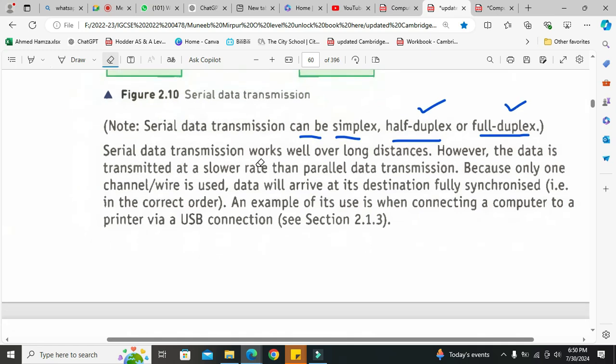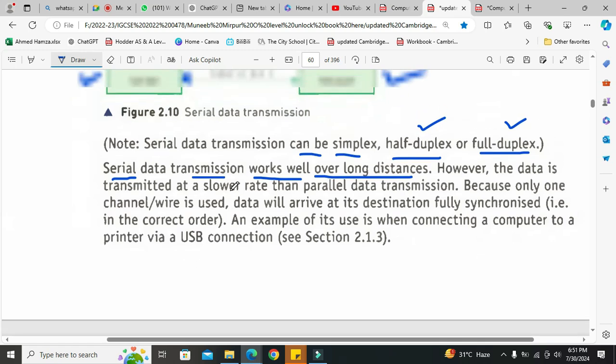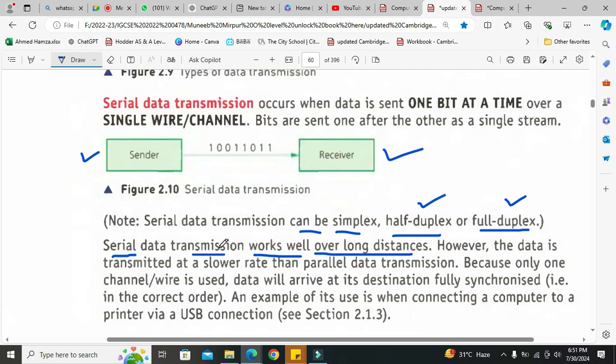Okay, serial data transmission works well over a long distance. So this is the advantage of using serial data transmission. However, the data is transmitted at a slow rate. Why is data transmitted at a slow rate? Because we are using a single channel, a single wire. So we can send only one bit at a time. That's why it is a slower data rate than parallel data transmission.